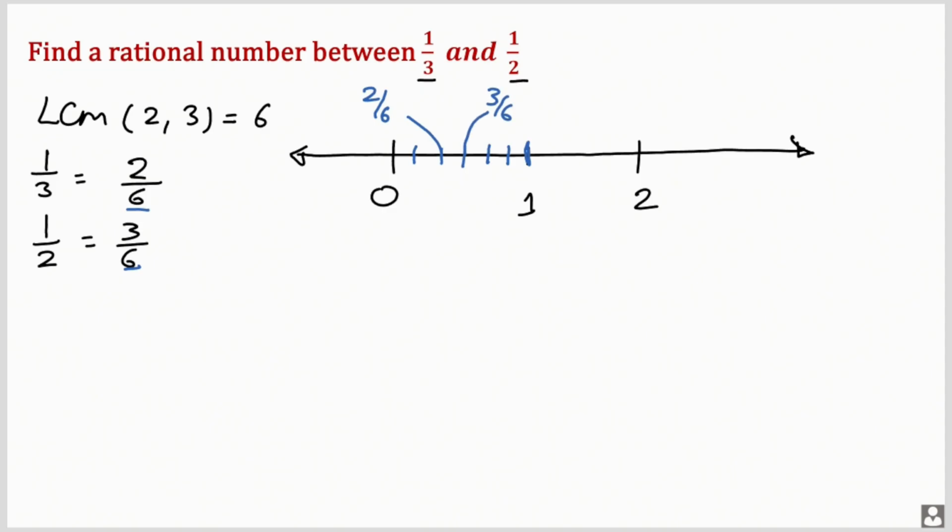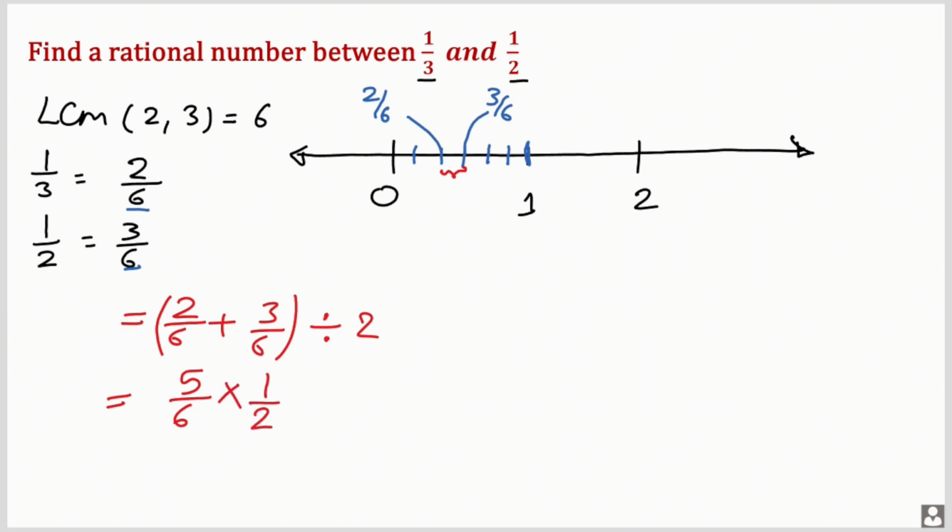Now we need to find the number between 2 by 6 and 3 by 6. So add the two numbers, 2 by 6 plus 3 by 6, and divide by 2. The sum is 5 by 6. Now we will take the reciprocal of the division, which is multiplication, and 1 by 2. So the answer is 5 by 12. Here we have found the number between these two numbers, which is 5 by 12. Let's give the name x to this number. So x is 5 by 12.